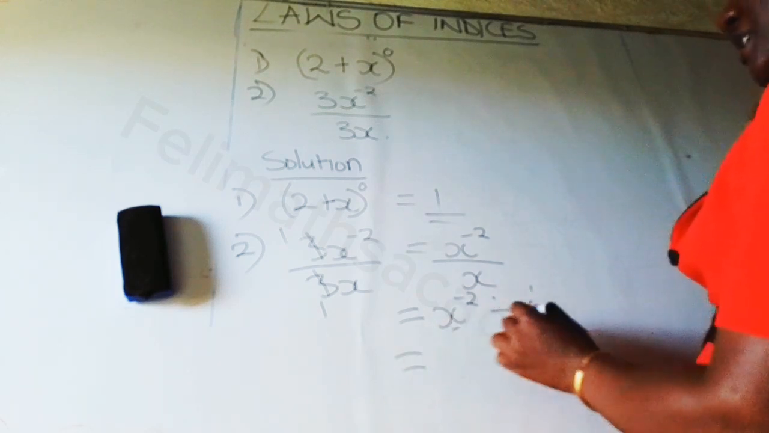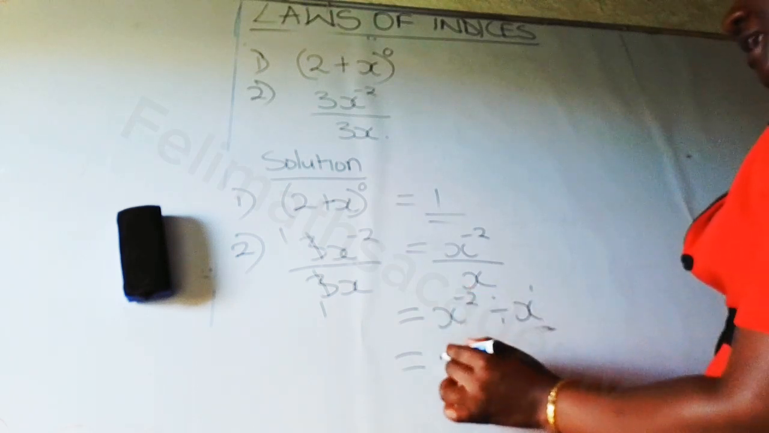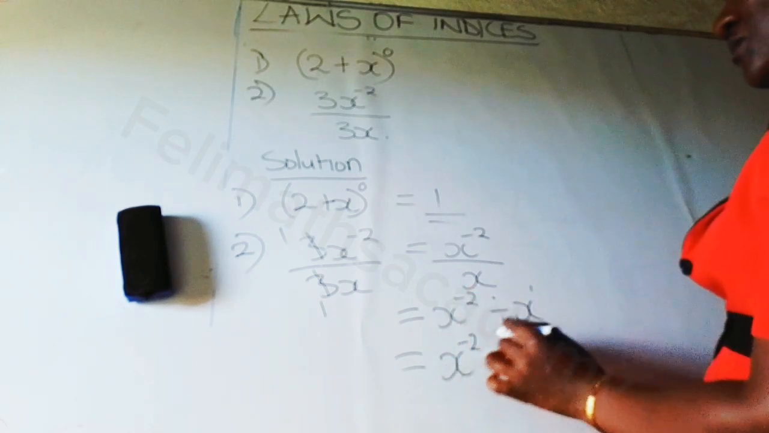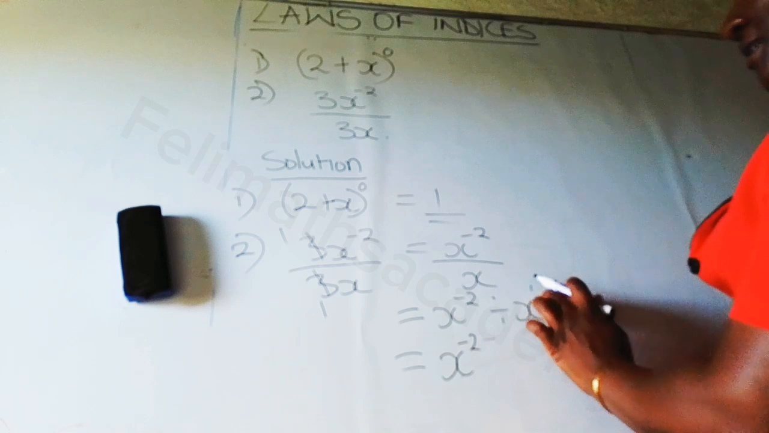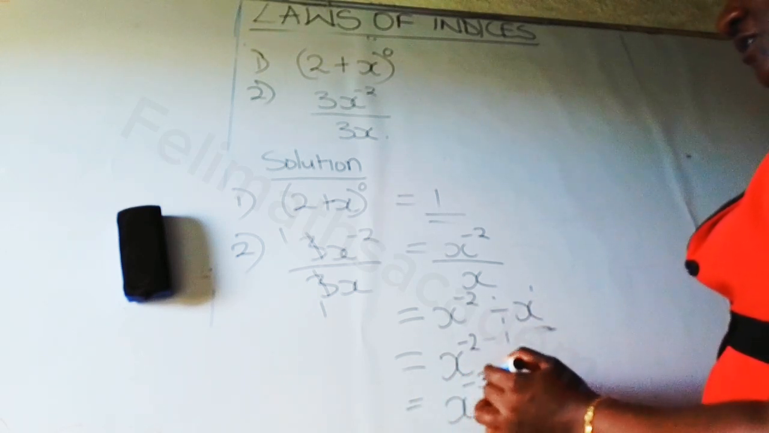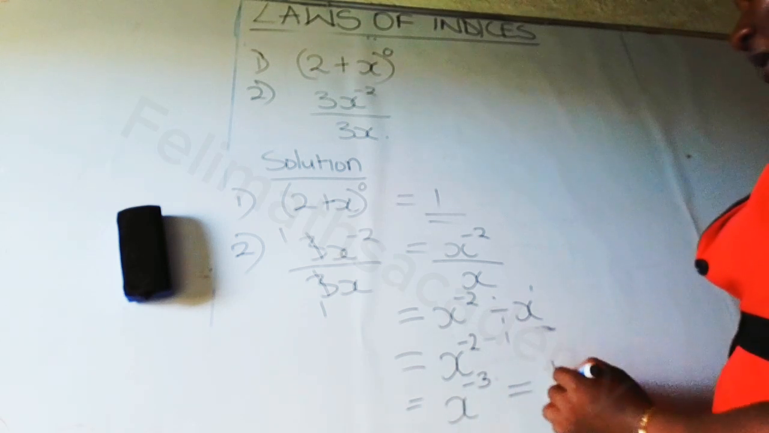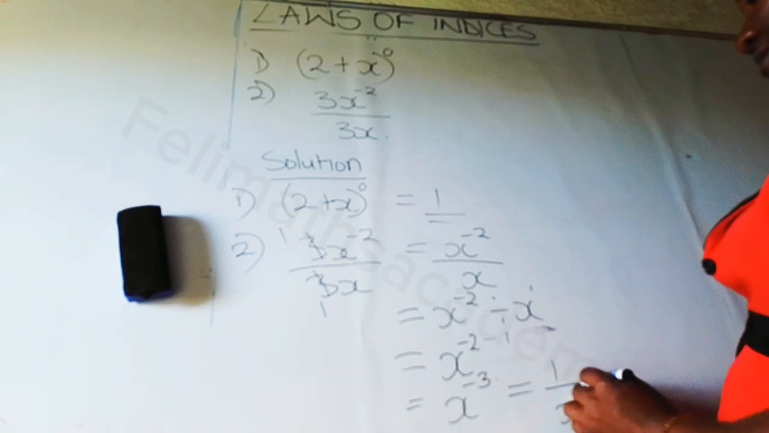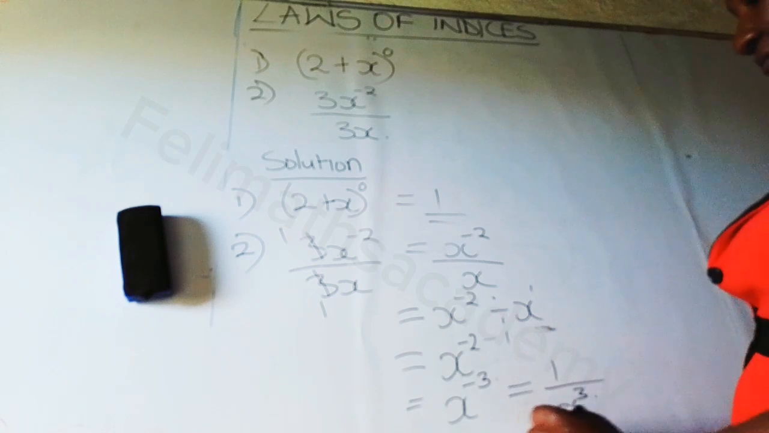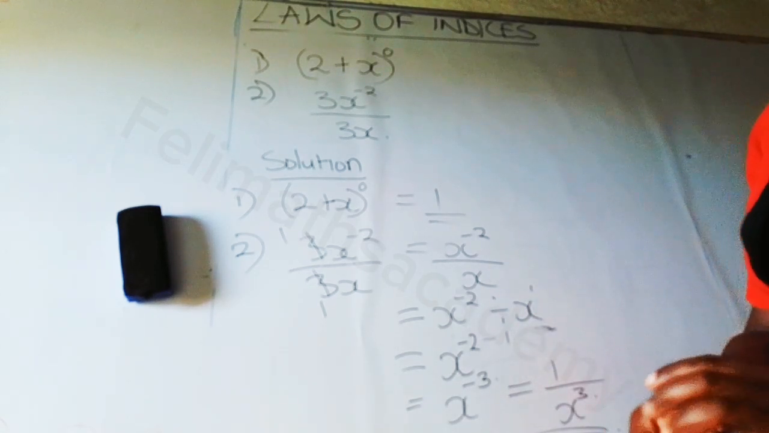So we are now dividing. These have the same base there. So it's x to the power negative 2 minus 1. So it's x to the power negative 3. You can leave it like this or simplify it to 1 over x to the power of 3. Right, so it's now simplified.